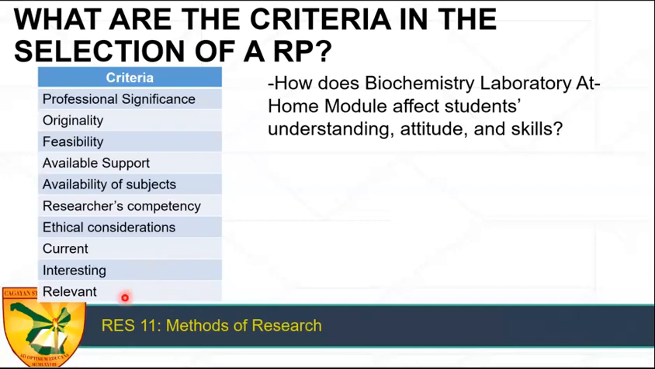Lastly, it must be relevant. The research problem chosen should be relevant to the profession, time, need, and competency of the researcher. So actually, these relevant criteria already encompass some of the criteria from these parts.